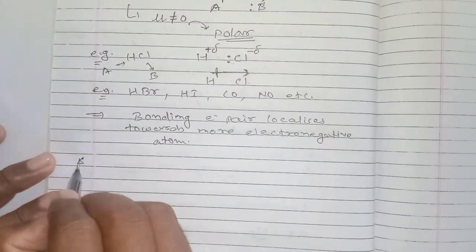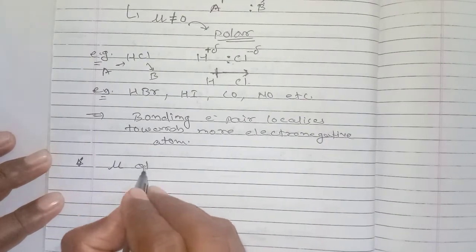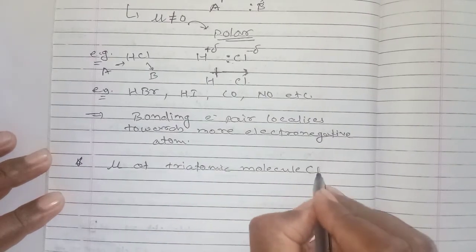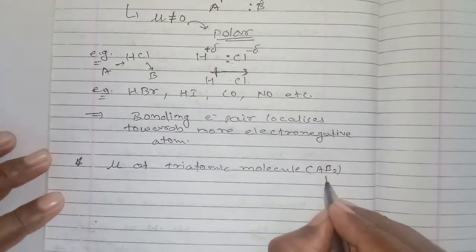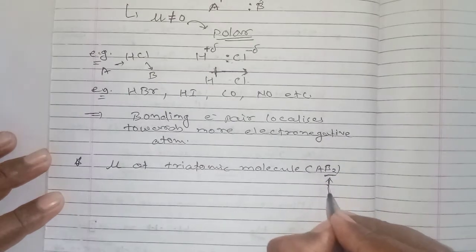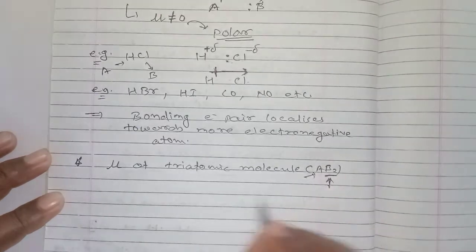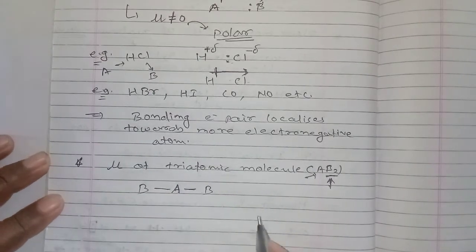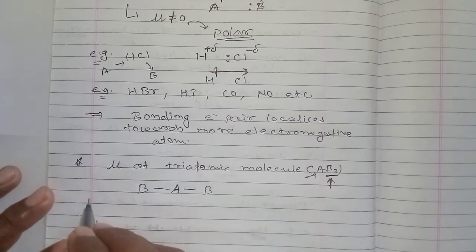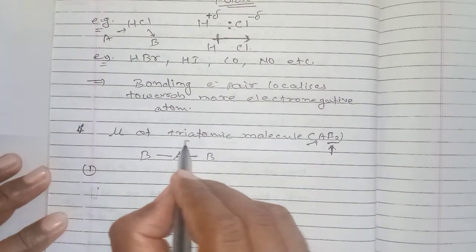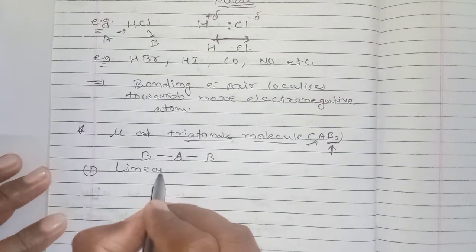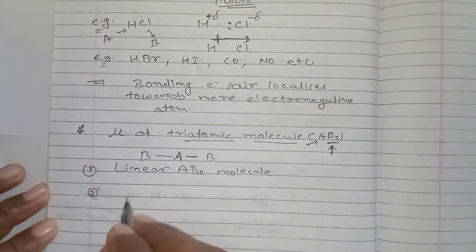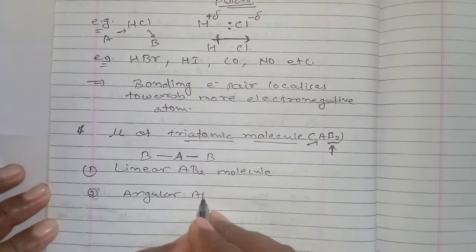Now let us see the dipole moment of a triatomic molecule. AB2 type means the B atoms are two in number, while A is the center atom. A is the center atom and the B atoms are equal. Okay. There are two types of triatomic molecule. Number one is the linear AB2 molecule, and second is the angular AB2 molecule.